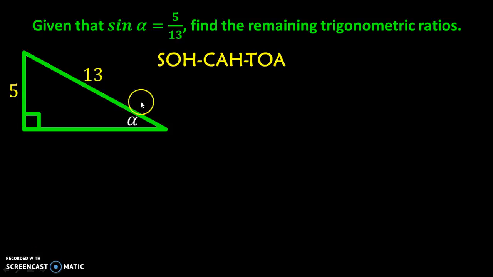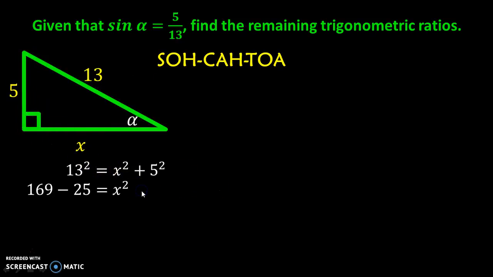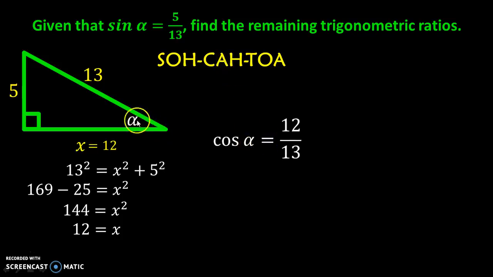Now, to get the other side, we can use the Pythagorean theorem. Let's denote this as x. So we have 13 squared equals x squared plus 5 squared. Simplifying that, x equals 12. So here, the third side is 12. We now have the adjacent side. So cosine alpha is equal to adjacent side 12 over hypotenuse 13, so 12 over 13. The tangent alpha is equal to opposite, 5, over adjacent 12.